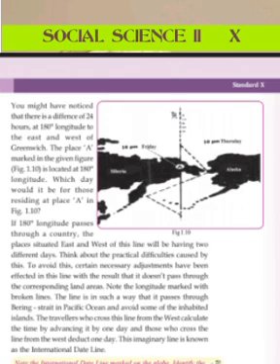Think about the practical difficulties caused by this. To avoid these, certain necessary adjustments have been made in this line, with the result that it does not pass through the corresponding land areas.